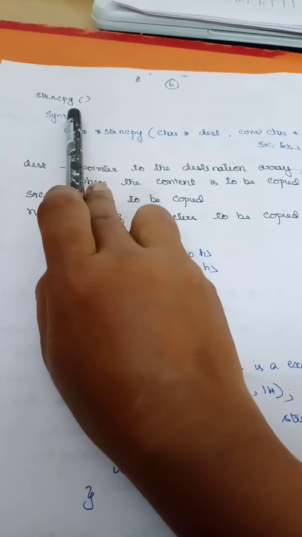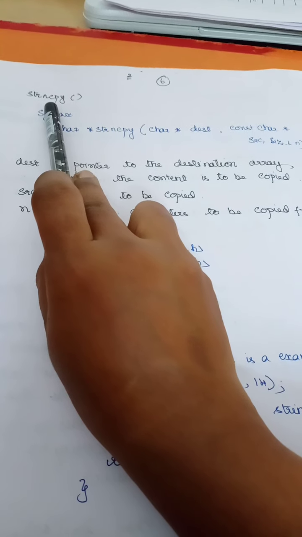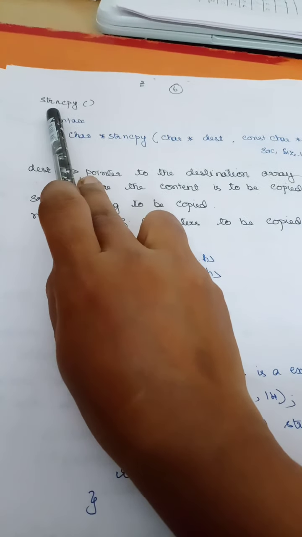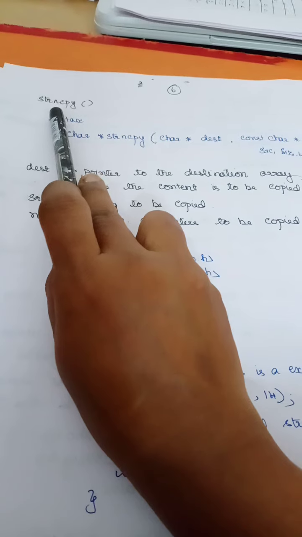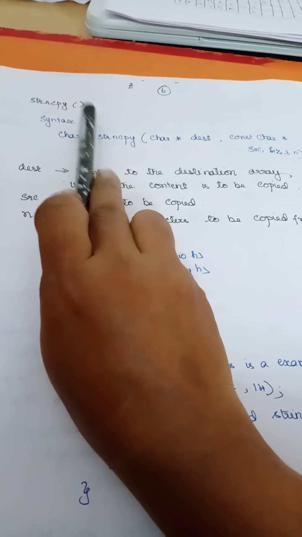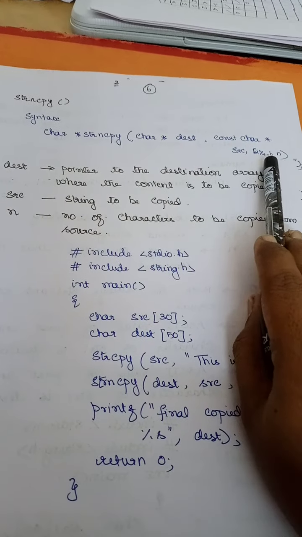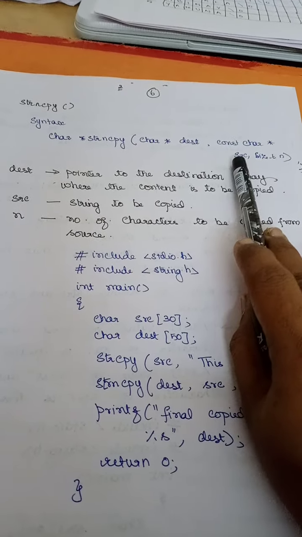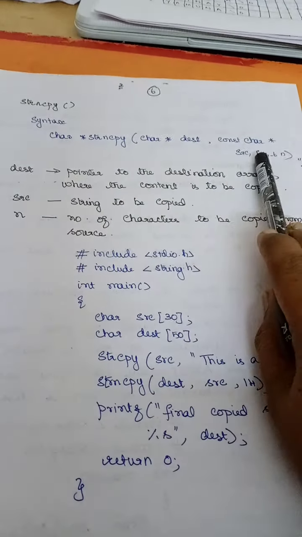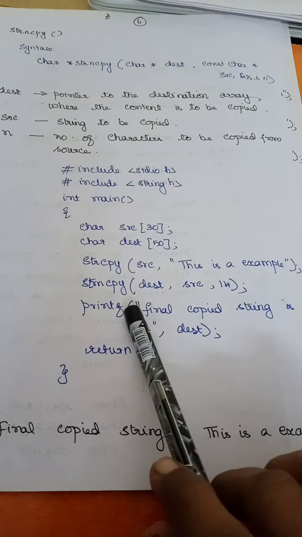Here we are going to copy n characters from the source to the destination. We have already seen strcpy, which is used to copy the source to the destination. All the characters of the source will be copied to the destination, but here we are going to copy n characters from the source to the destination. Remaining everything is going to be the same. We'll see one small program here.